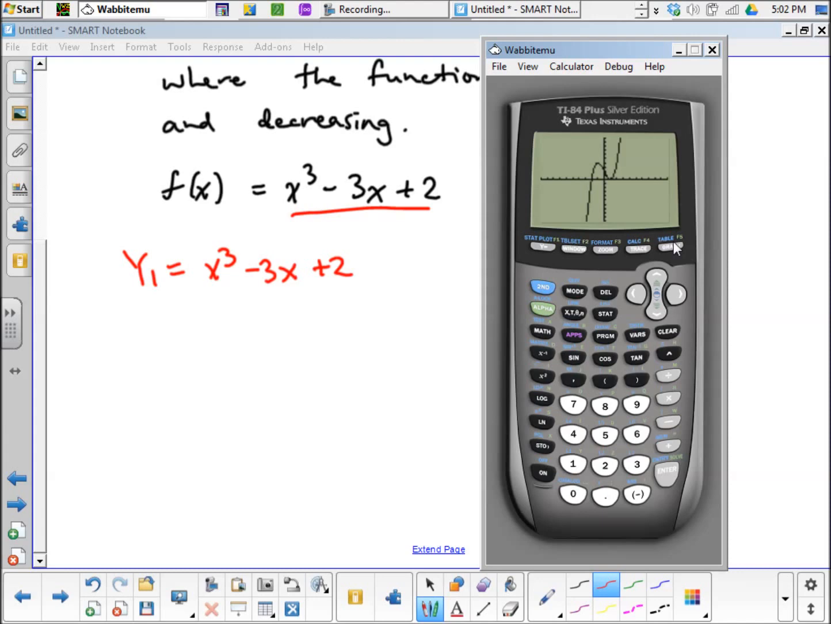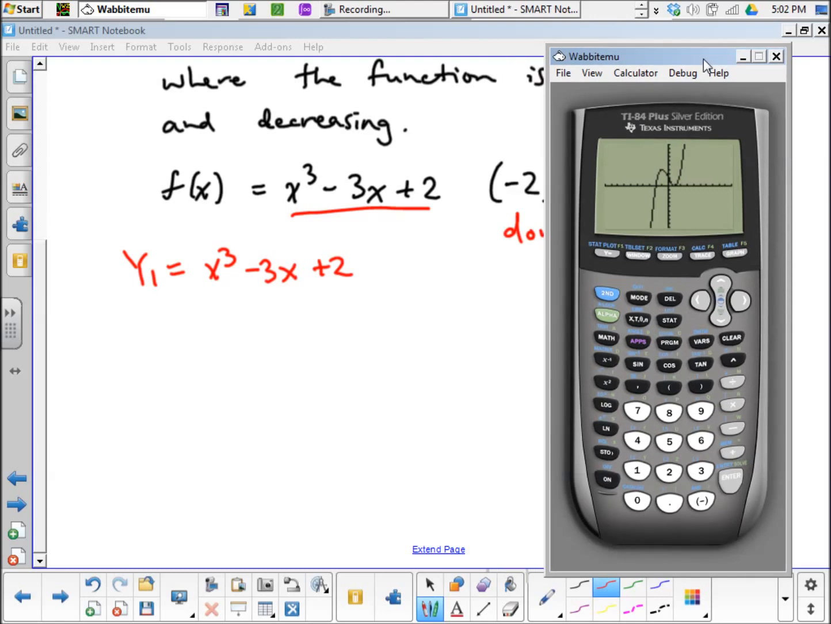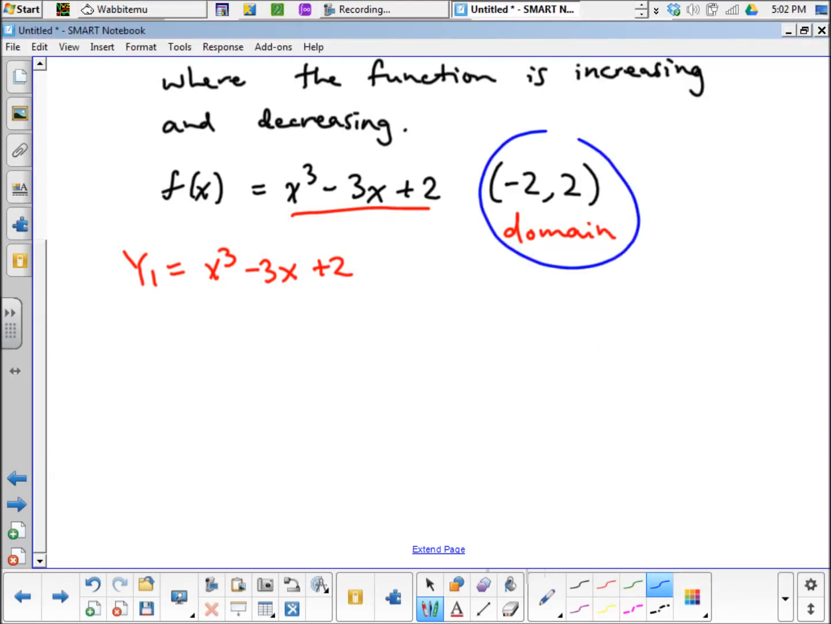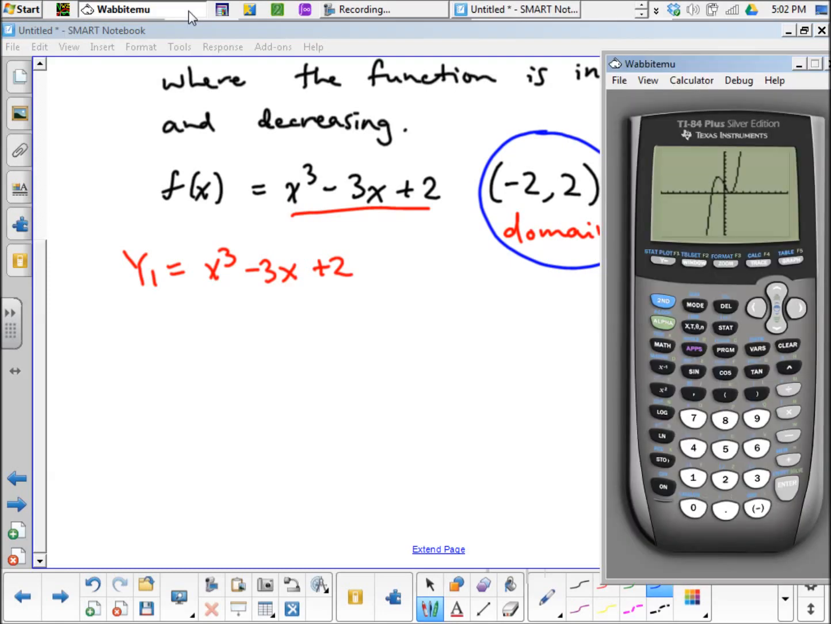The indicated interval is very important. In this problem, they asked us to stick to the domain negative 2 to 2. Okay? So we have to stick to that. So what we're going to do is press window. Don't press second. Just window. Okay? A little hard with the stylus.